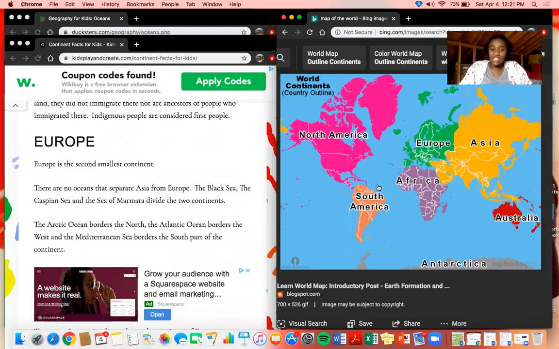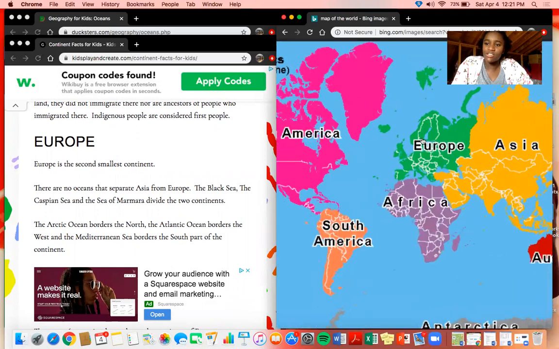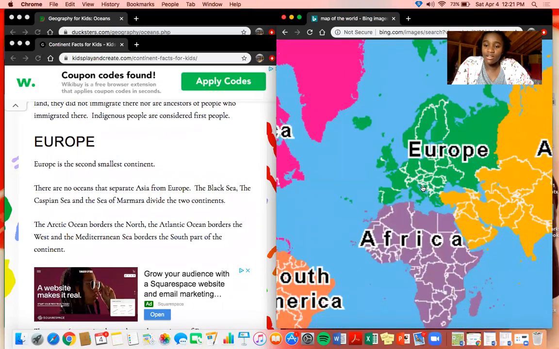So Europe is the second smallest continent. It's this green one right here. Fun fact about me, I'm from Europe. I'm from Italy, right here. This little boot-shaped country is Italy.